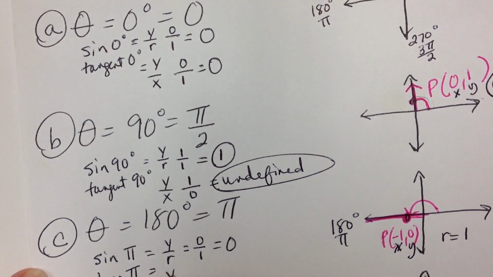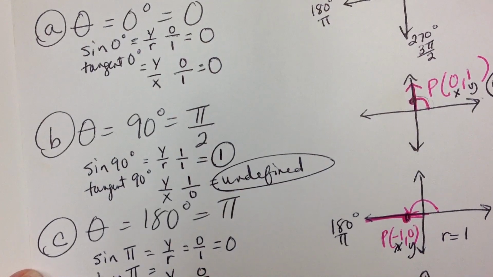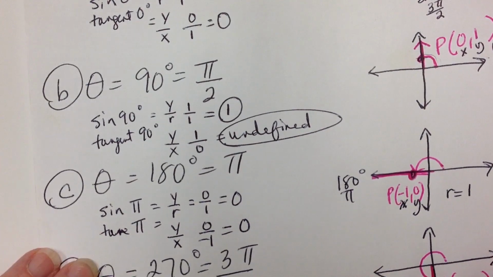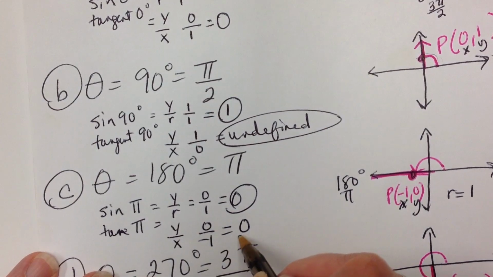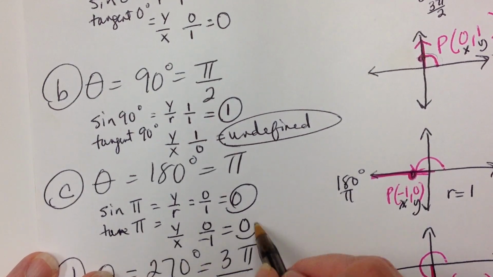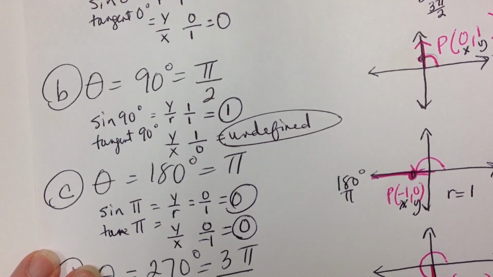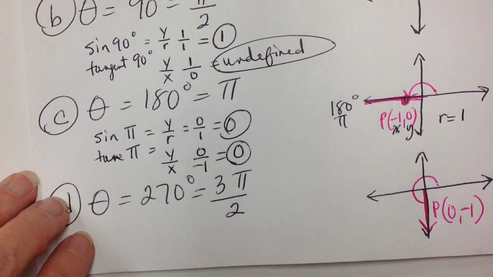Tangent is y over x. So y is 0 over x is negative 1. We still get 0. So tangent of pi is 0. Sine of pi is 0 and tangent of pi is 0. Now we could just as well find cosine, cosecant, secant, but the problem wanted us to find the sine and tangent function. And then last we have the 270 degrees.